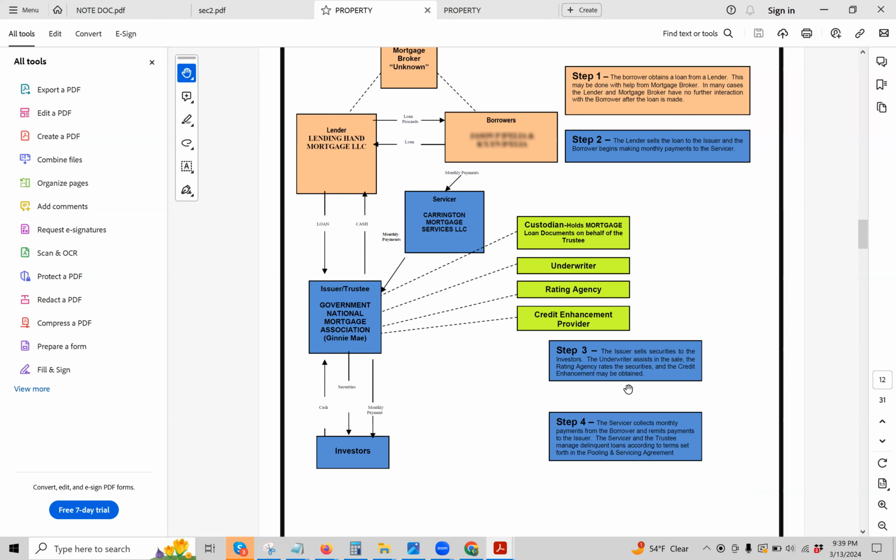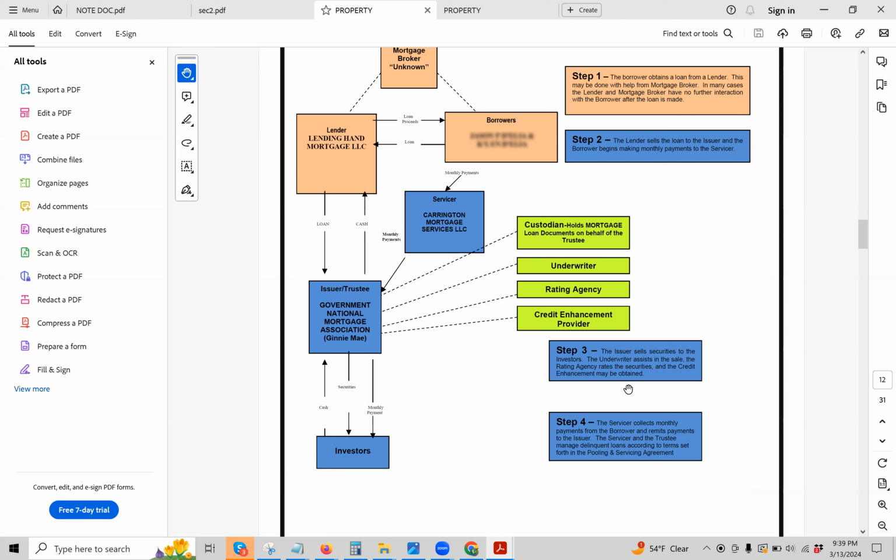Step four, the servicer collects monthly payments from the borrower and remits payments to the issuer. The servicer and the trustee manage delinquent loans according to terms set forth in the pooling and servicing agreement. So that's very important there. Okay, step four, and feel free to pause the video and look at that step four box. As you can see here, you have the investor, the lender, the servicers, and the flow. And here it tells you the custodian and the other labels, the different transactional parties relating to the securitization.